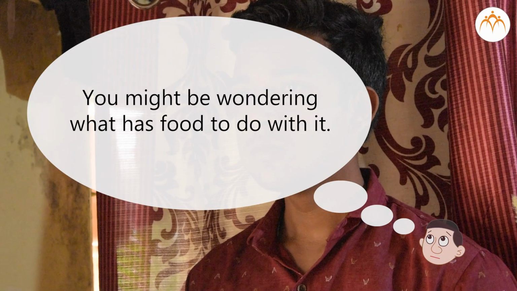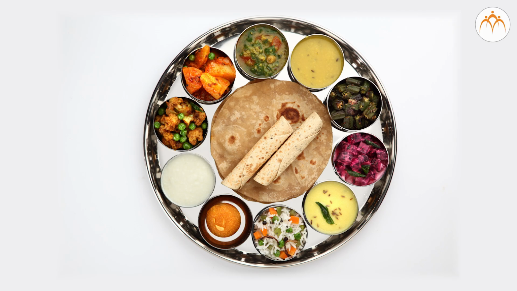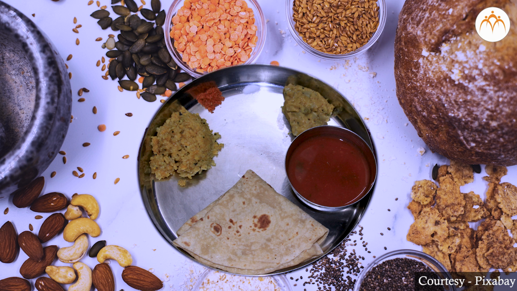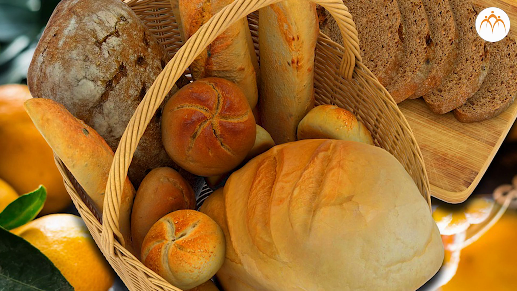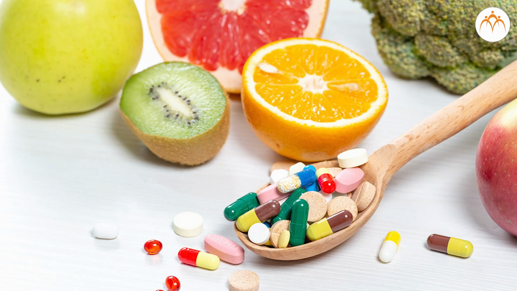This will depend upon what we eat. You might be wondering what has food to do with it. Let us see. Remember last year we learnt how food is essential for the growth of our body? We know that food items have various components, nutrients, which are useful to our body. Today, we shall gather more information about these nutrients. Following are the 5 main components of food: carbohydrates, fats, proteins, vitamins and minerals.